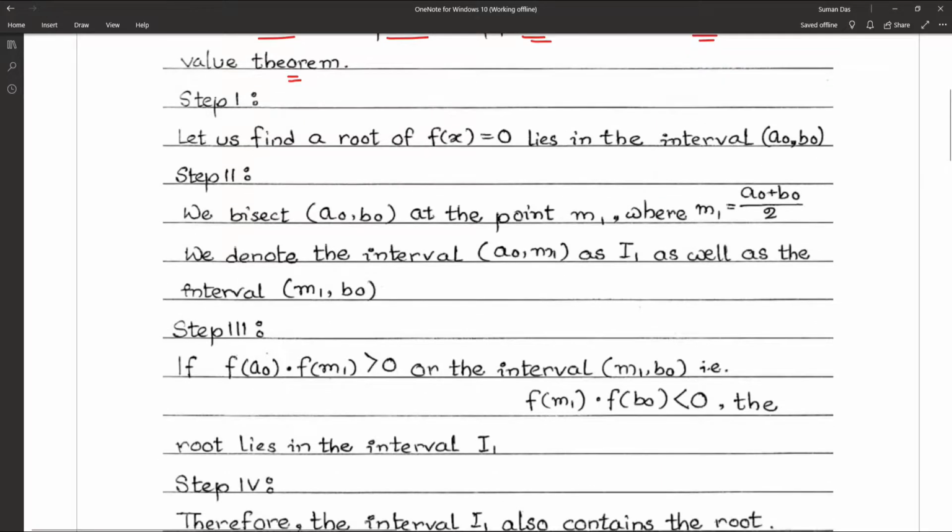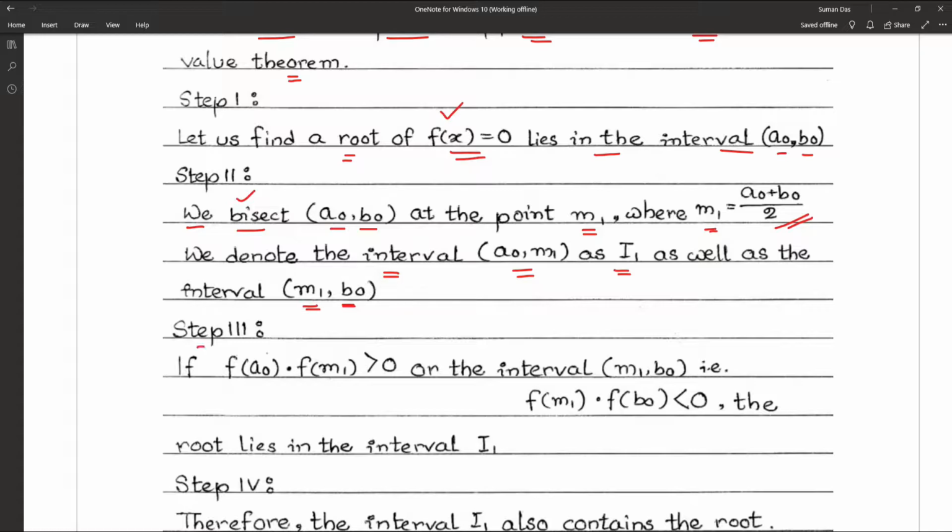What are the steps? Let us find a root of f(x) = 0, the algebraic or transcendental equation, which lies in the interval (a0, b0). Step 2: we bisect (a0, b0) at the point m1, where m1 = (a0 + b0)/2. We denote the interval (a0, m1) as I1, as well as the interval (m1, b0).